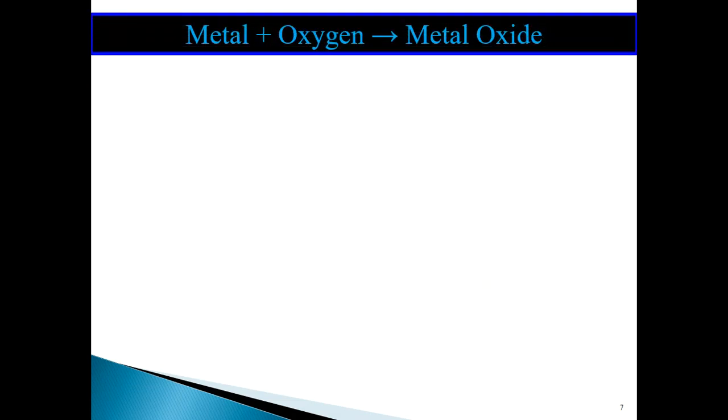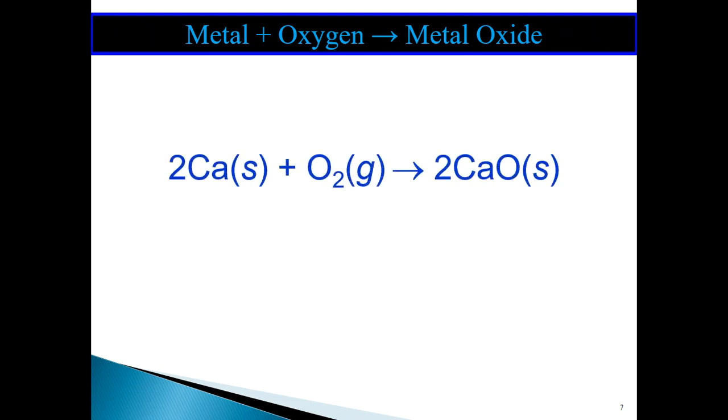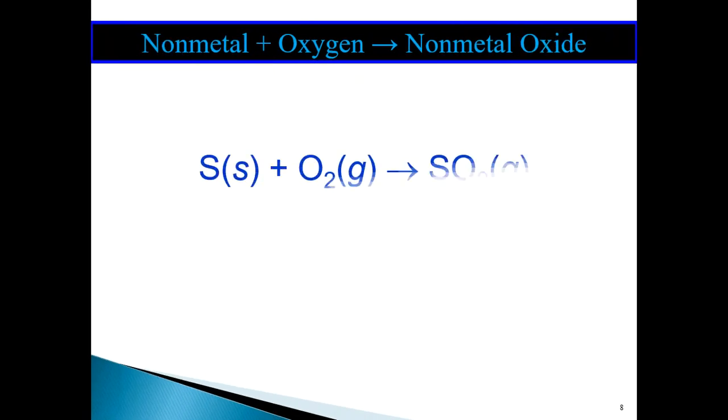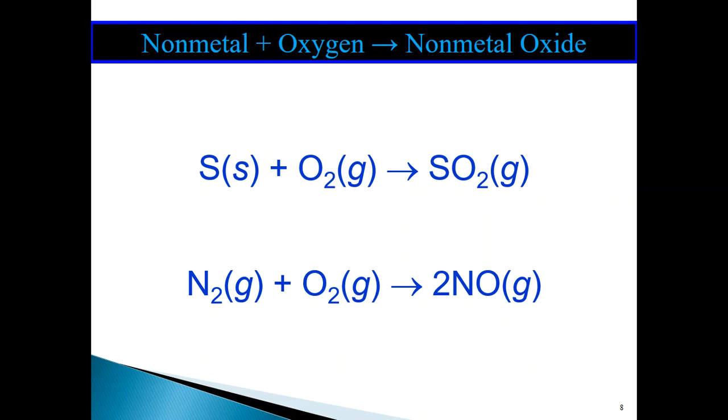So the first example is the reaction of a metal with oxygen to form a metal oxide. There are several examples of this. For example, the reaction between calcium and oxygen to form calcium oxide. The reaction between aluminum and oxygen to form aluminum oxide. So those are two examples. You can also have the reaction between a nonmetal and oxygen to form a nonmetallic oxide, such as sulfur reacting with oxygen to form sulfur dioxide, and nitrogen combining with oxygen to form nitrogen monoxide.